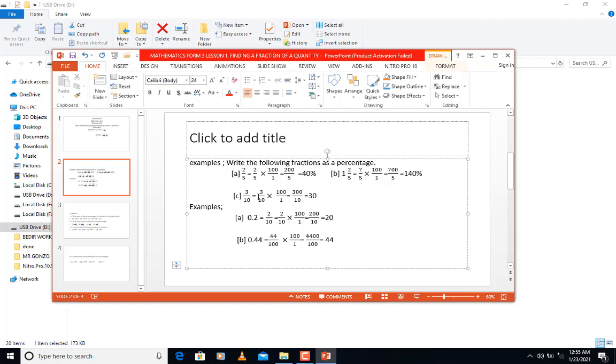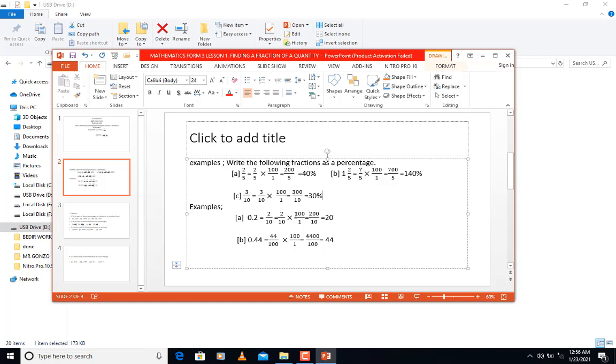Now, let's look at the last example. 3 over 10, which equals 3 over 10 multiplied by 100 over 1, which equals 300 over 10. 300 over 10 can be simplified to its simplest form, which gives us 30%. Now, these three examples are showing you how to change fractions to percentages.